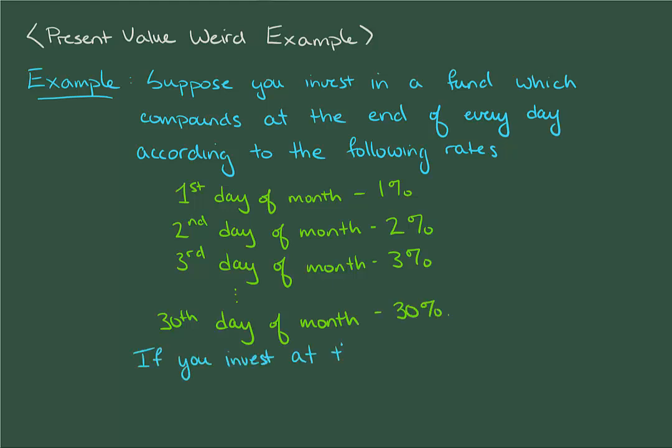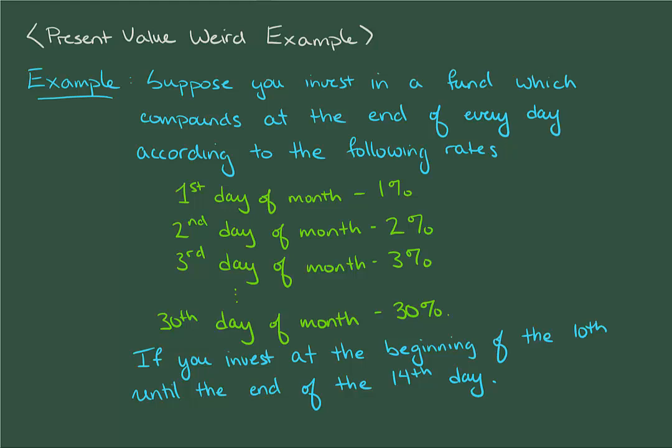So if we begin investing at the beginning of the 10th day, and we do this until the end of the 14th day, how much must we invest to make $10,000?